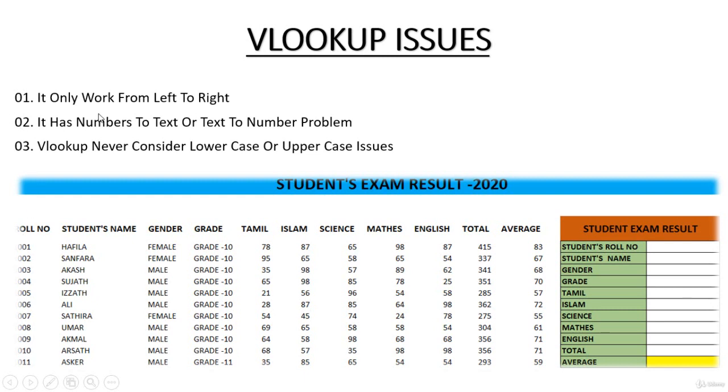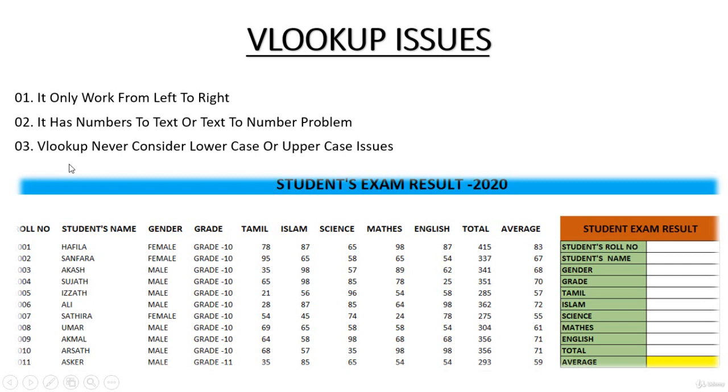The second is that it has a number-to-text or text-to-number problem. It means that if you want to get the gender, for example, the mode is text, but here we put that this cell is a number. So here is number mode, here is text mode. If it is text mode in one place and number mode in the other, it will not work. It makes a problem. So you should usually use general mode.